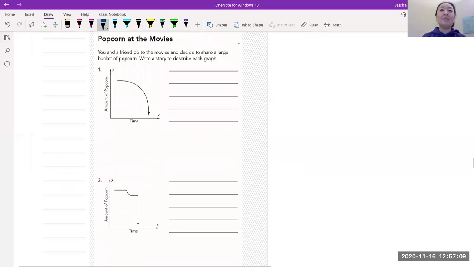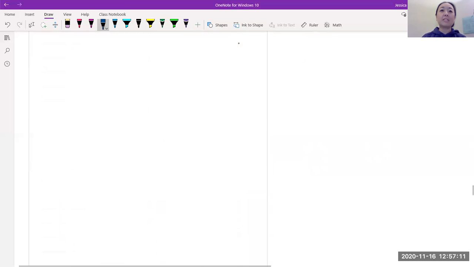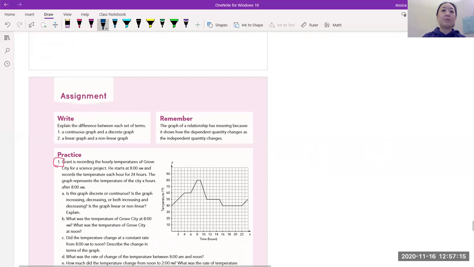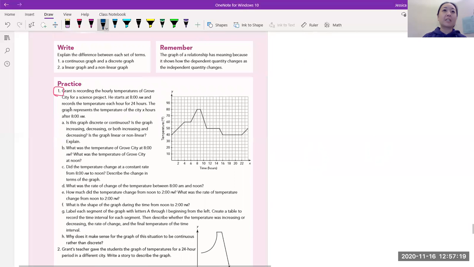All right, so we're going to skip through this. This was your homework right here. So your homework was to do page one, practice number 1. So that's going to be this whole section right here. All right, and that has to do with this graph right here.